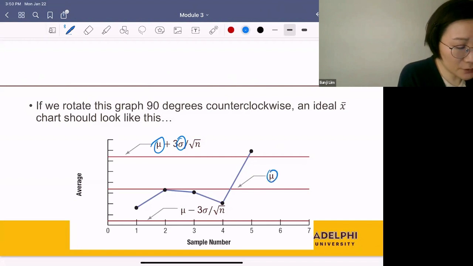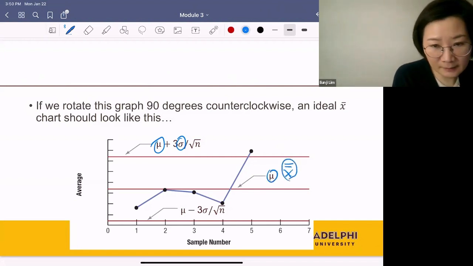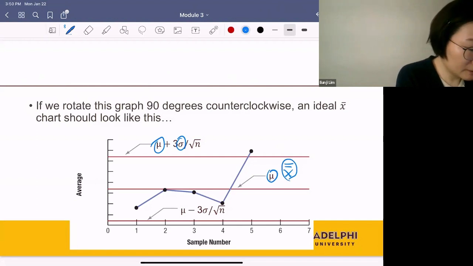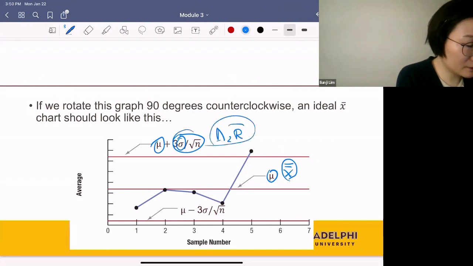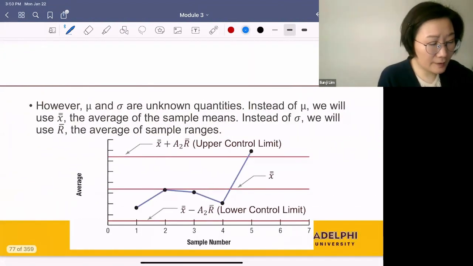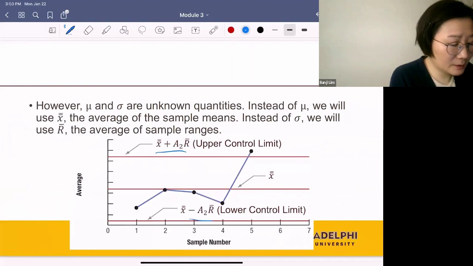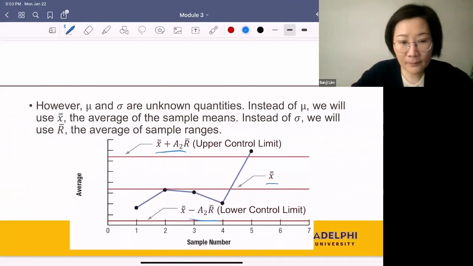So instead of mu, we're going to use x double bar. X double bar is an estimate of mu. And instead of this, we're going to use A2 times R bar. This is an estimate of this. So this is the actual X-bar chart.